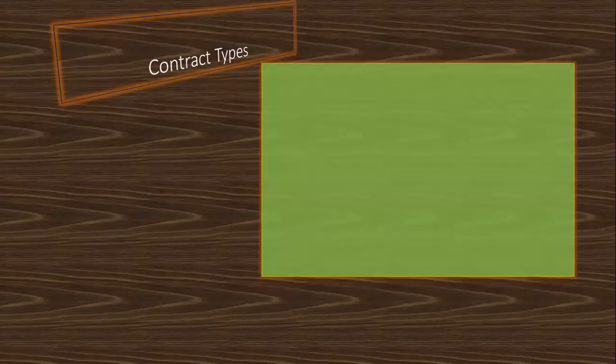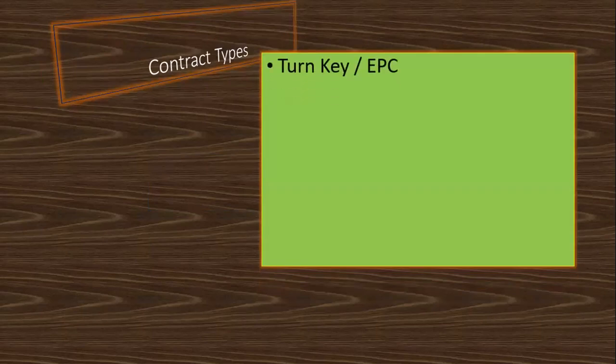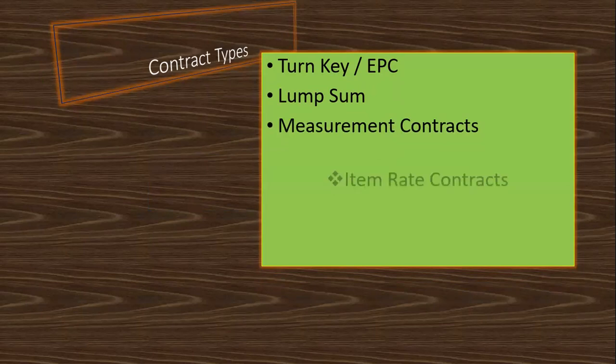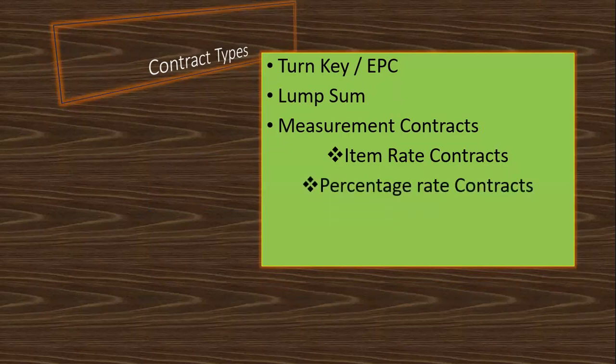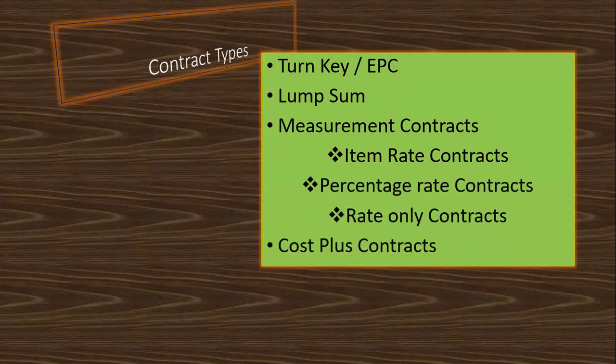So what is the rule? There are a few contract types, and you must know about them. First of all, turnkey EPC projects. The second one is lump sum. The third one is measurement contracts. Measurement contracts are further divided into item rate contracts, then percentage rate contracts, then rate only contracts, and then cost plus contracts.